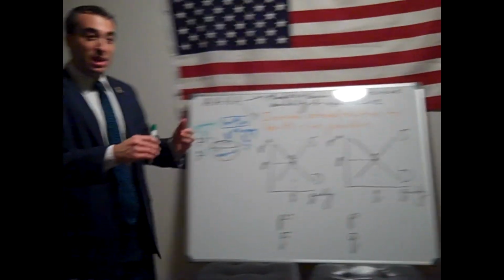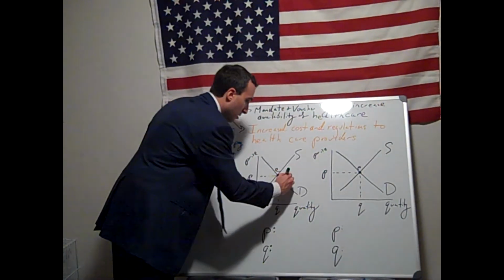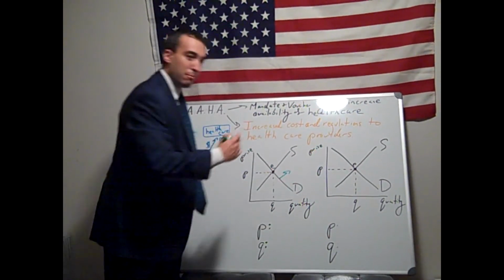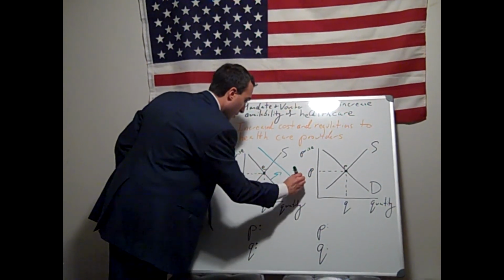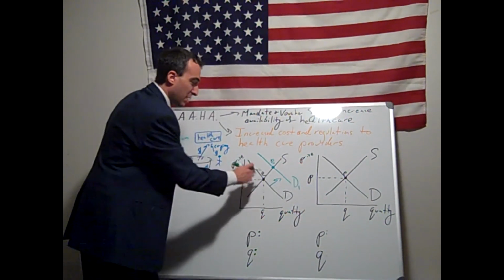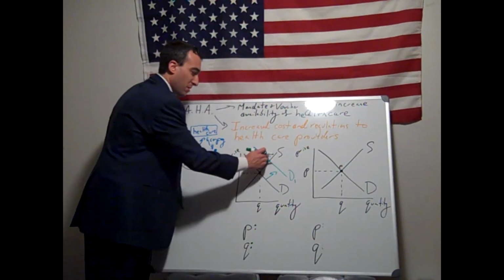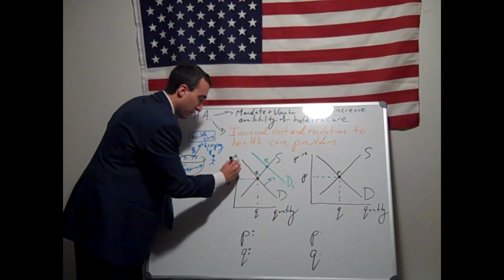People are now more willing and definitely more able to buy healthcare. So demand will shift to the right. We see our new, X marks the spot, our new equilibrium, where the new demand curve is on the supply curve.